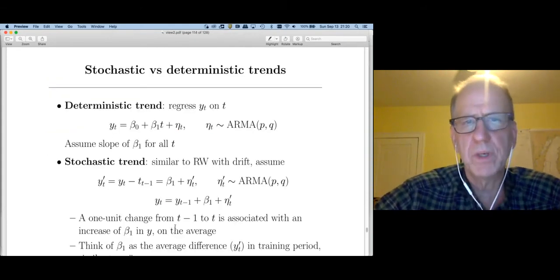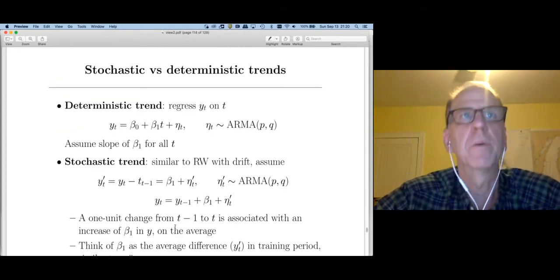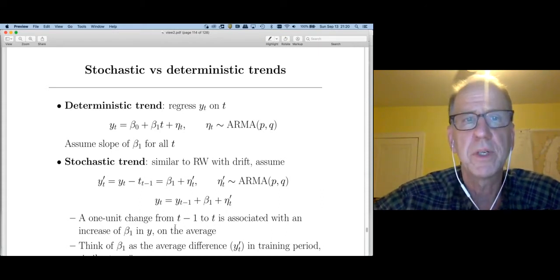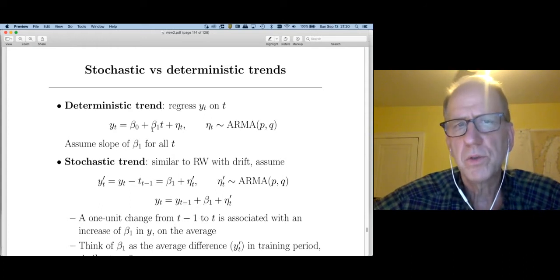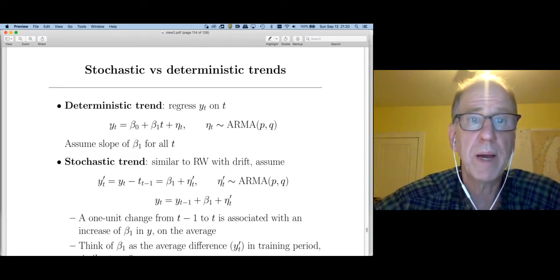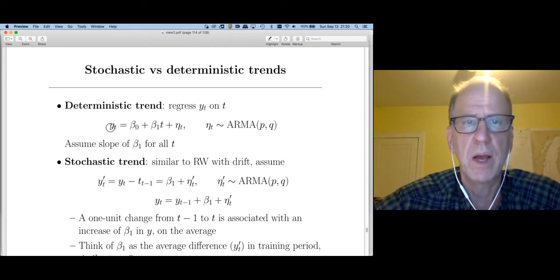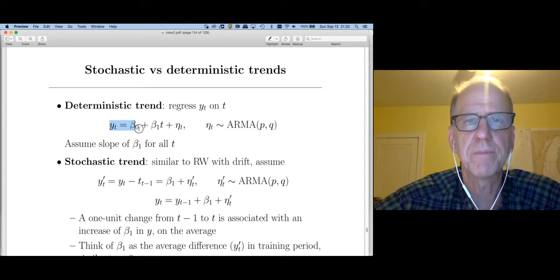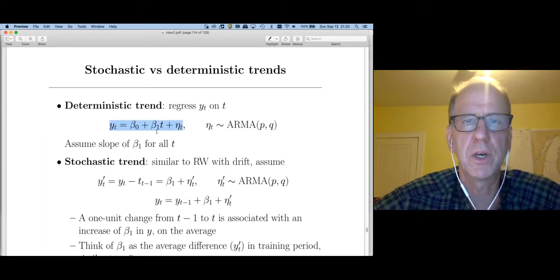I want to talk about one more topic in this video, which is the difference between a deterministic trend and a stochastic trend. Here are two very similar models. Model one is what we did way back in week 2. I'm going to predict y sub t as a linear function of t.